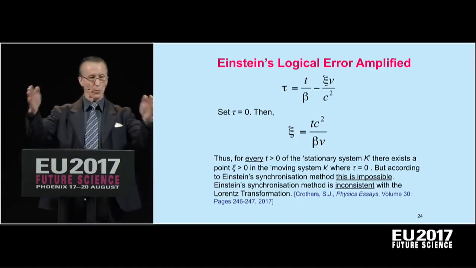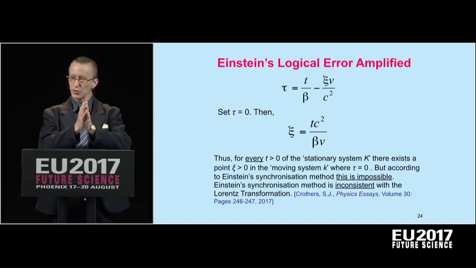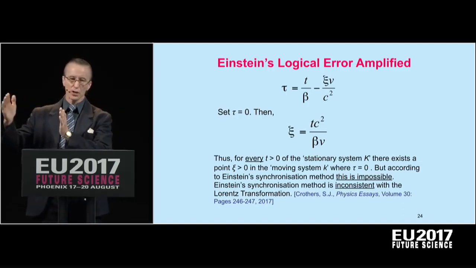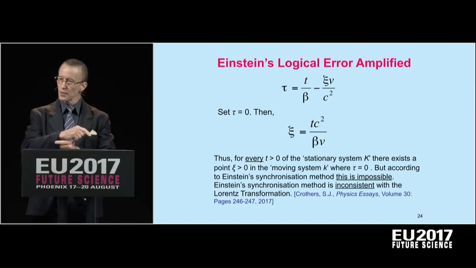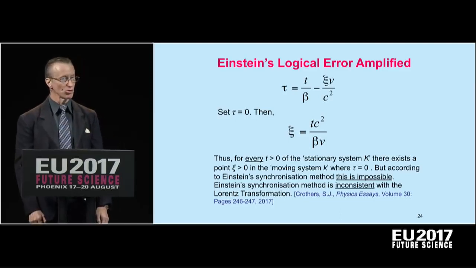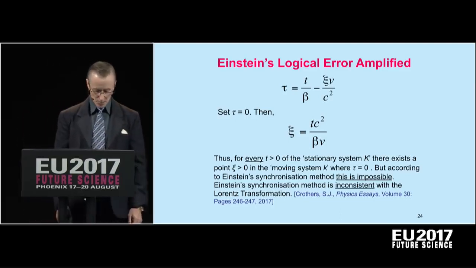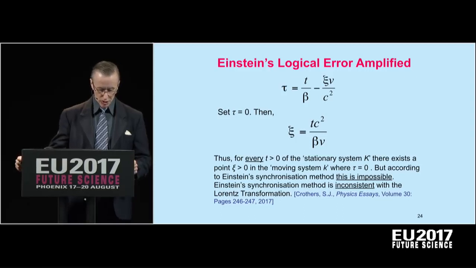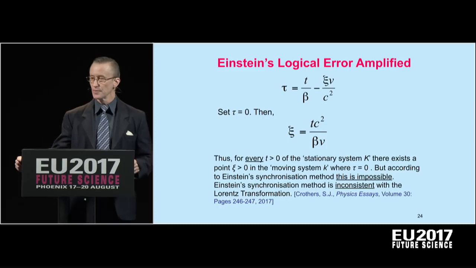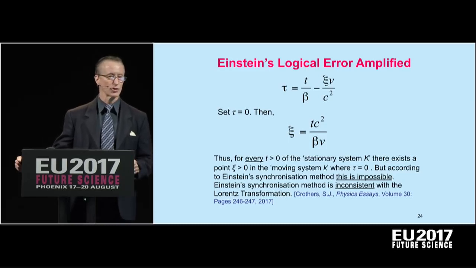But they're both supposedly starting off at 0 and counting. Well, if you're both counting, you get bigger than 0. But here we show that you can always find a place where it's still 0. According to Einstein's clock synchronization, this must be impossible. Einstein's synchronization is inconsistent with the Lorentz transformation. This is a logical inconsistency in the theory.